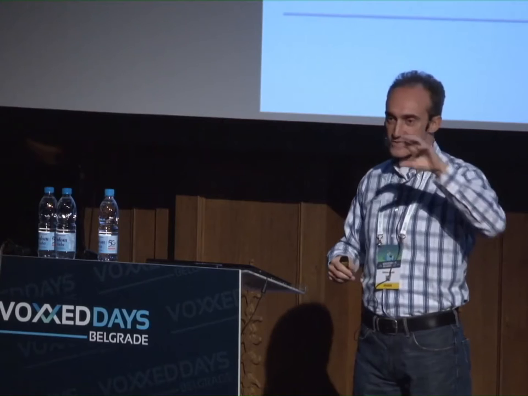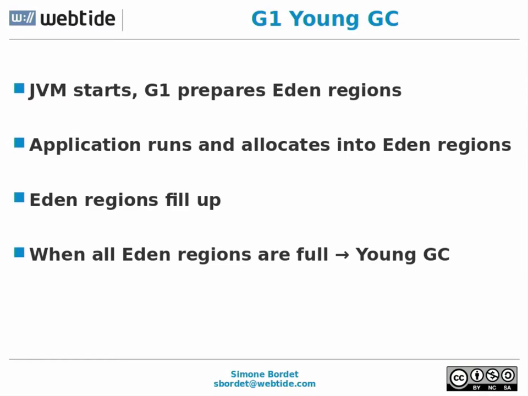So what happens when the JVM starts? The JVM starts, it allocates most of the heap and then divides the heap into those 2,000 regions and then marks part of those as eden regions. Then your application starts, it starts to allocate, right?